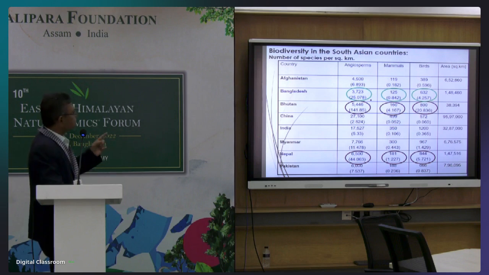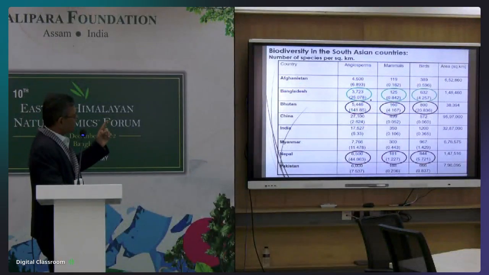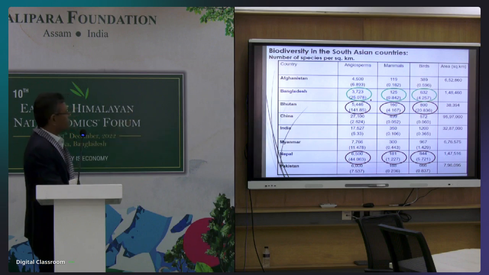Here I compared the angiosperm diversity, then mammal diversity, and bird diversity among these countries. And you see that in case of angiosperm species diversity, the highest diversity was found in Bhutan, that means 141 species per unit area, and the second largest was found in Nepal, and the third largest was found in Bangladesh.